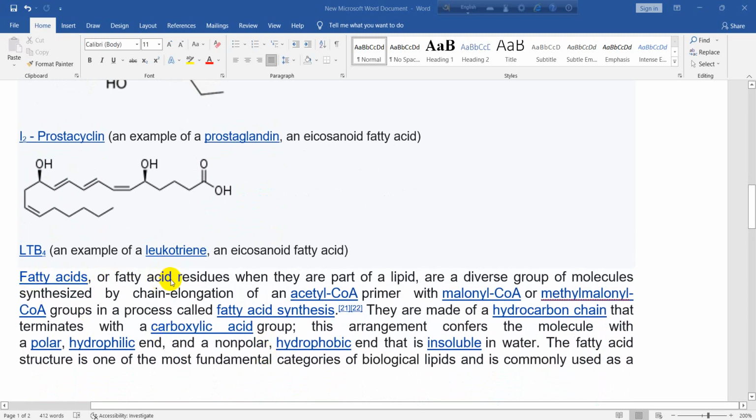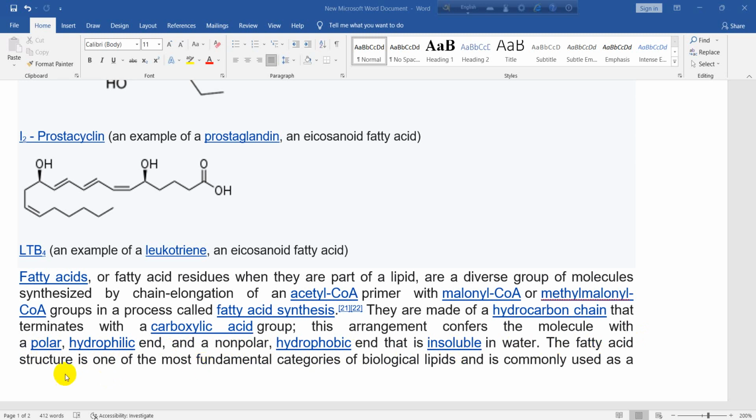Fatty acids or fatty acid residues, when they are part of a lipid, are a diverse group of molecules synthesized by chain elongation of an acetyl CoA primer with malonyl CoA or methylmalonyl CoA groups in a process called fatty acid synthesis. They are made of a hydrocarbon chain that terminates with a carboxylic acid group. This arrangement confers the molecule with a polar hydrophilic end and a non-polar hydrophobic end that is insoluble in water.